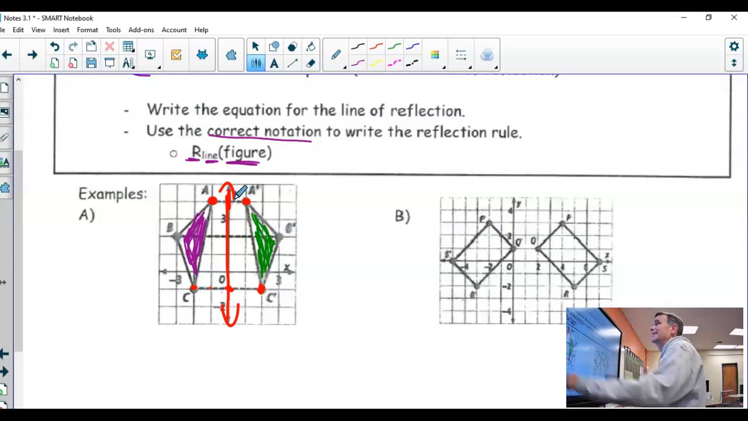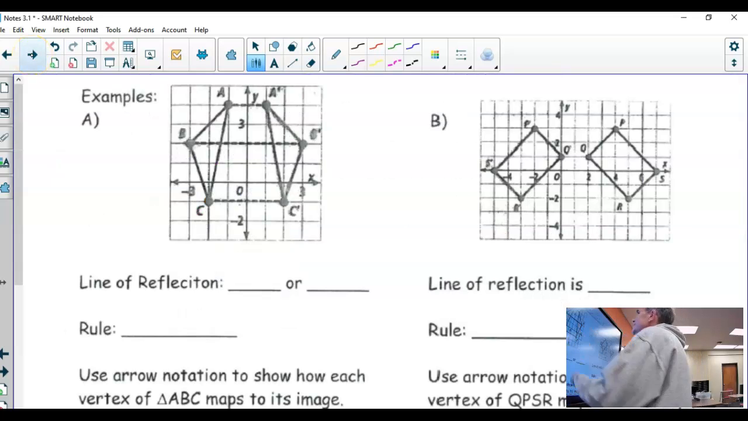You know what? Do I have it on the next page? There it is. Oh my goodness.